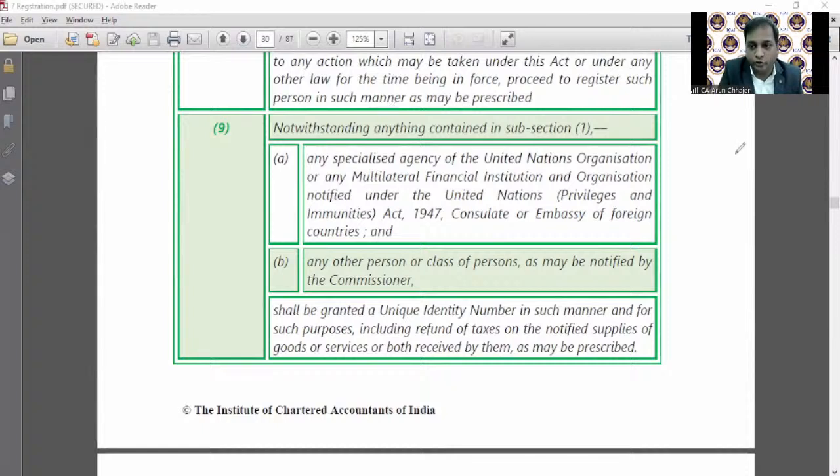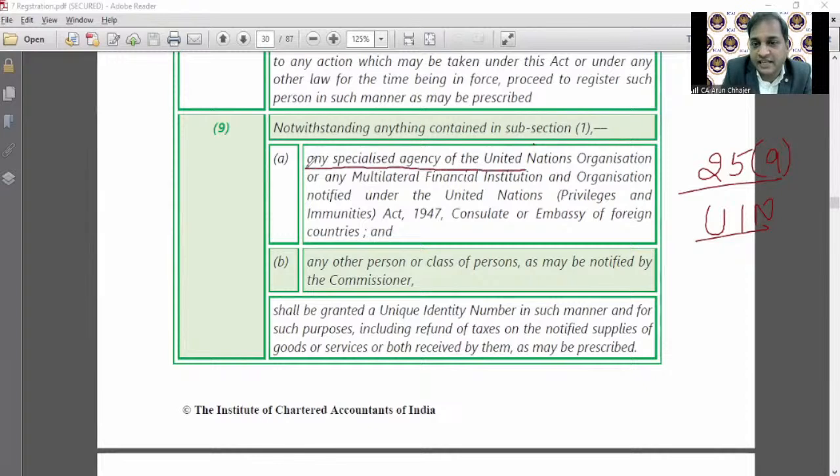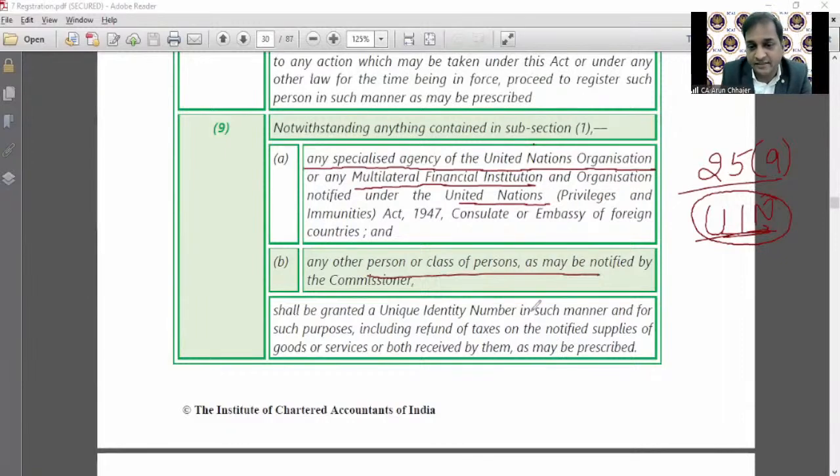25(9) talks about the UIN number. What is the UIN? UIN means unique identity number, meaning thereby any specialized agency of the United Nations Organization, multilateral financial institution, can obtain the registration in the GST UIN or any other class as may be notified. What is the purpose of the UIN?